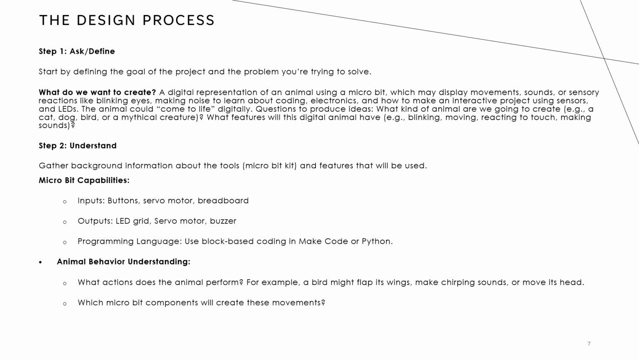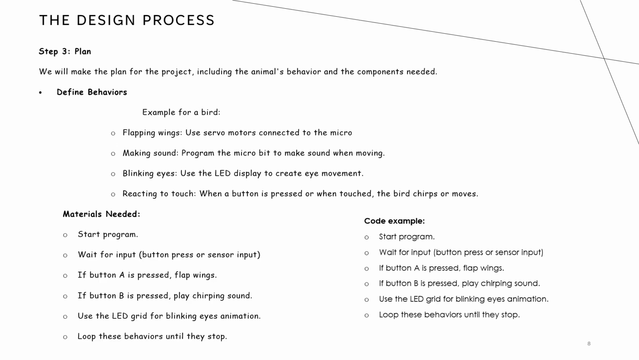The design process: first we decided to set a goal for the project and a problem we were trying to solve. We wanted to create an animal using a microbit that could display movements like a real animal. We gathered background information about the tools in the microbit, and I shared all the microbit capabilities. And then we had a discussion about how animals behave so that we could think about wings and bird sounds and movements of heads and tails and things like that.